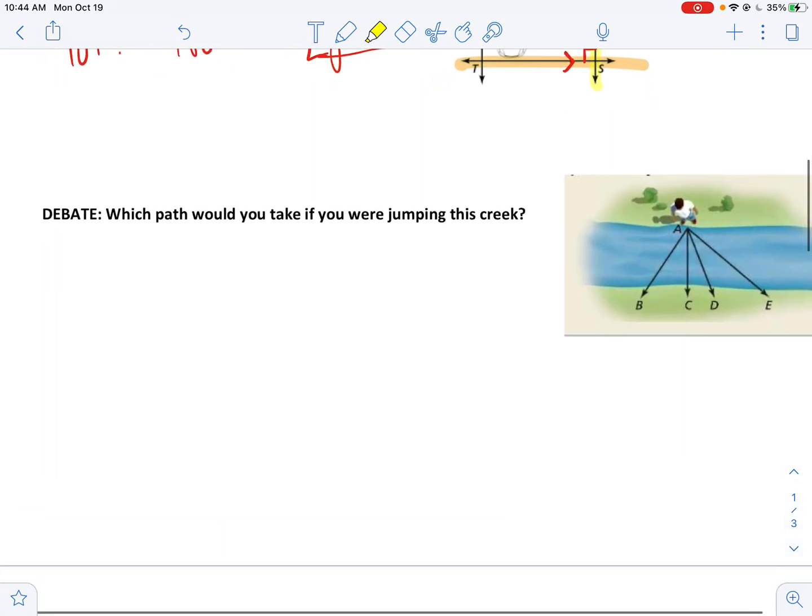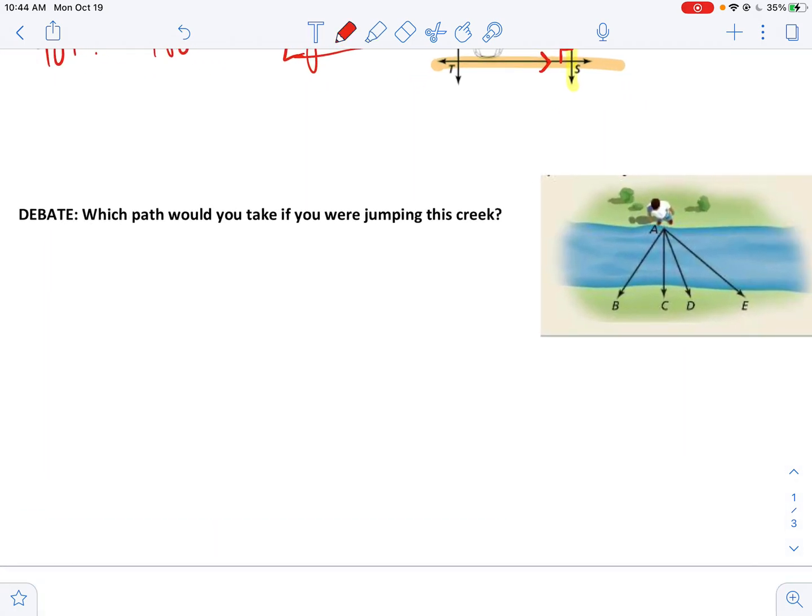And why are we talking about these perpendicular lines? What's the point? Why do we care about perpendicular lines? Well, think about it. What path would you take if you were jumping over that creek? Would you take the path A to B? Would you take A to D? Would you take A to C? Would you take A to E, and why? So think about that. That's why we're talking about these perpendicular lines.